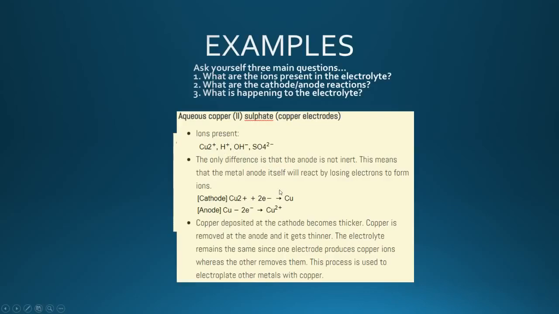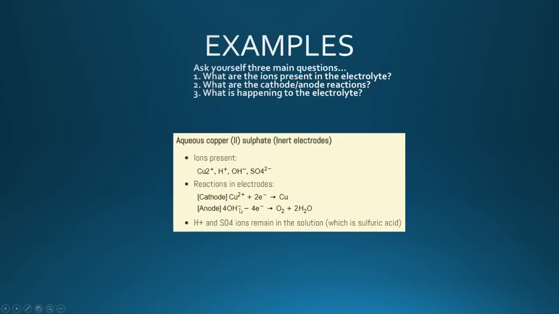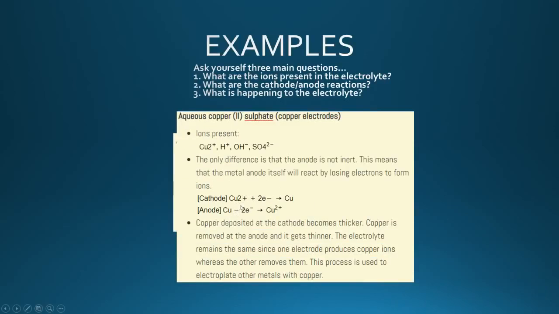This means that rather than the hydroxide ions being discharged here, as we looked at before, the anode itself will react. So the cathode reaction is exactly the same, but at the anode, the copper atoms will actually lose electrons to form copper ions, and the copper ions will go into the electrolyte solution. So that means that the copper will be deposited at the cathode, and it will become thicker compared to the anode, where copper is being used and removed, and therefore the anode will get progressively thinner.